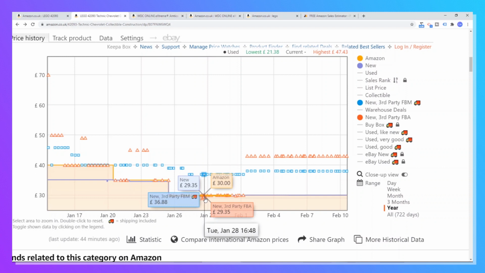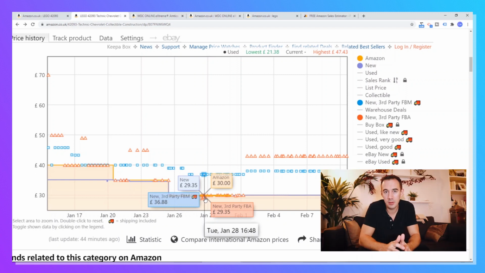Now, what does that tell me? Number one is that Amazon is not going down to meet that FBA seller at $29.35, because if they were, they would be at the same price. They would be $29.35, but they're not, they're still $30. But also, I can see that that price, i.e. the $29.35, didn't last forever. So what can I infer?